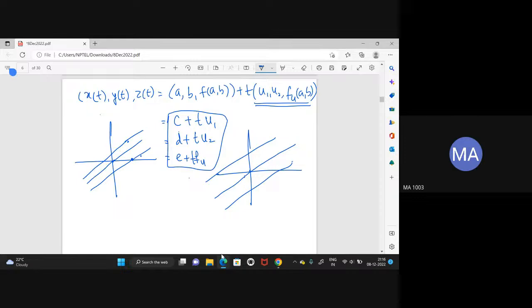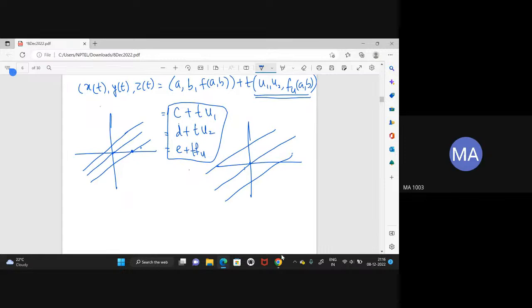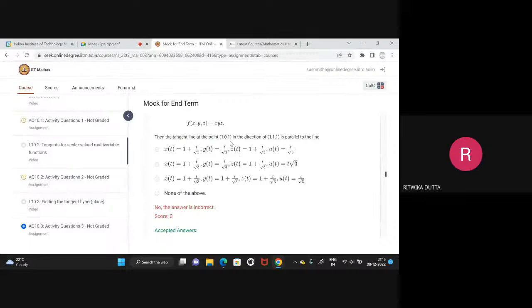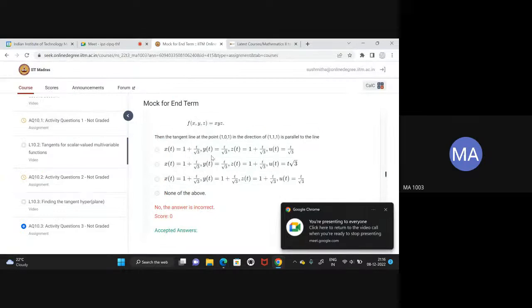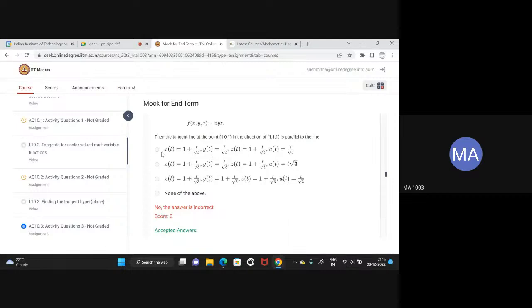Okay, so I guess we will not waste time on this. For now, let's accept that the first one is the correct answer because it passes through 1, 0, 1. If there is any change, I'll put it on discourse. Fine. Or even if there is no change, I will give an explanation why only the first one is right.